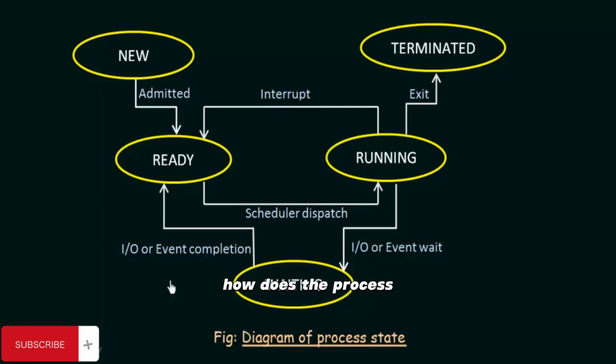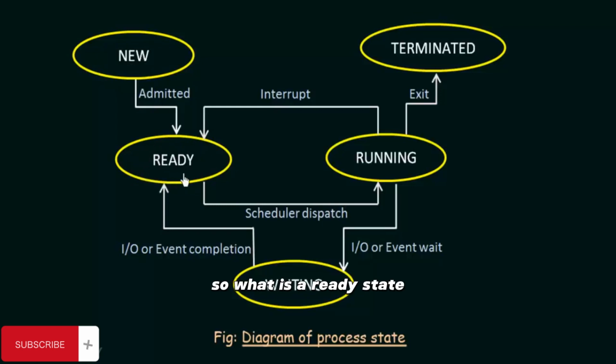And let us see how the process changes from one state to another using this diagram. So first of all, we have the new state. Here the process is being created. When the process is being created, it is in this new state. After the process is created, it is admitted, and it comes to the ready state.